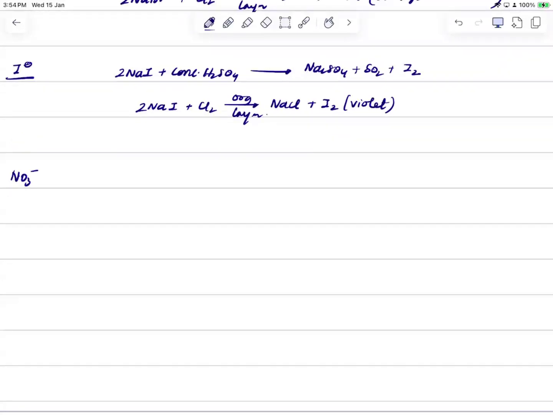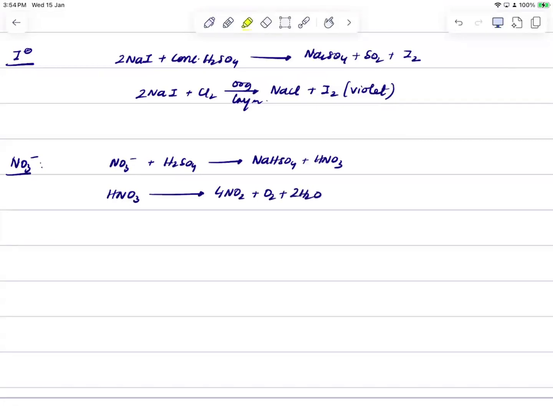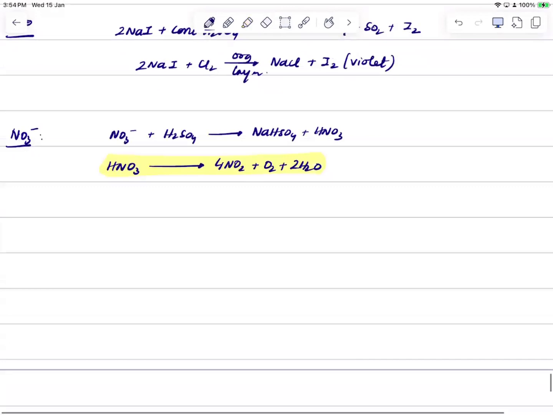Notice it for NO3 minus. This one is the important part, the last one which is important here. So NO3 minus plus H2SO4 would first give out NaHSO4 and HNO3. Notice it carefully. For this reaction, we need to heat it a bit. And this HNO3 will get decomposed into 4 moles of NO2 plus O2 plus 2 moles of H2O. Again, this reaction is also important from the inorganics point of view. So we will get NO2, which is a brown color gas here.